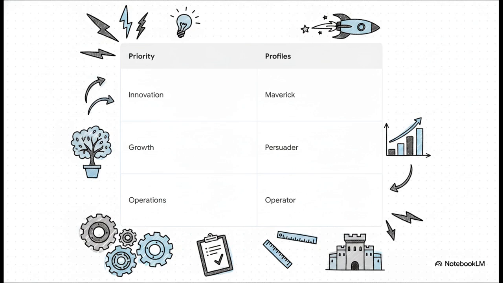Well, you need high patience and high formality. You intentionally need people who love rules, who crave consistency, and who demand precision. We're talking about profiles like operators, guardians, and controllers.